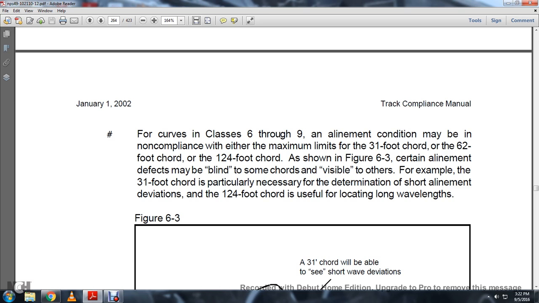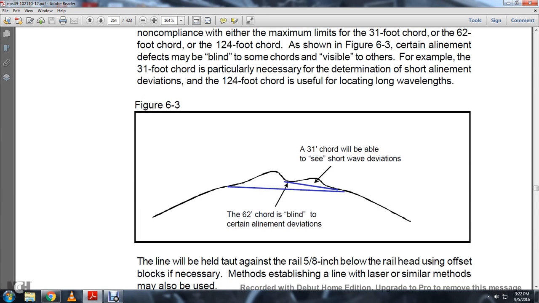For example, the 31-foot chord is particularly necessary to determine short alignment deviations, and the 124-foot chord is usually for a vertically long wavelength. The 62-foot chord is for certain alignment deviations. The 31-foot chord would also be used for short wave deviations.